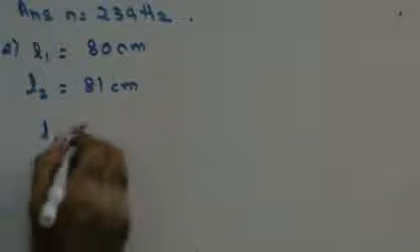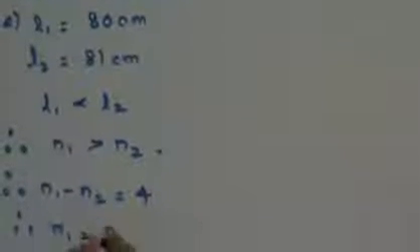Okay, here you've got two different tuning forks. First of all I can say L1 is less than L2, L1 is 80, L2 is 81. Therefore, N1, the frequency of the first fork, has to be greater than the frequency of the other fork. Moreover, they said that it produces 4 beats per second. That means N1 minus N2 is going to be equal to 4. Therefore, N1 is N2 plus 4. Also, N1 L1 is equal to N2 L2. Right? NL has to be constant.